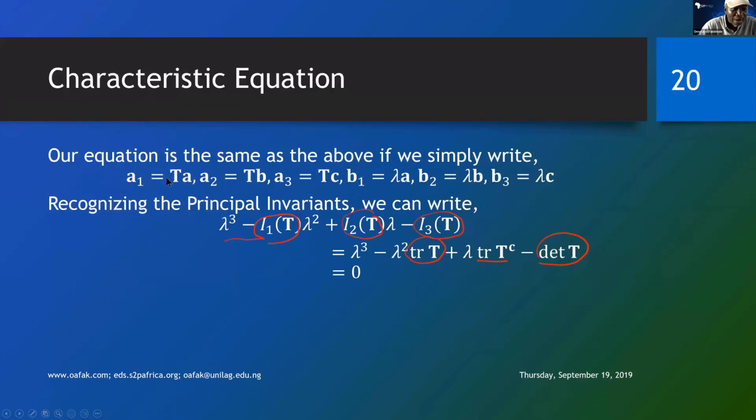So now what we are going to do next is that we will take A1 as TA, A2 as TB, A3 as TC, B1 as lambda A, B2 as lambda B, and B3 as lambda C. We can do that because TA is a vector, so we call it A1. TB is another vector, we call it A2. TC is another vector, we call it A3. B1 is a vector, we call it B1, and so on.